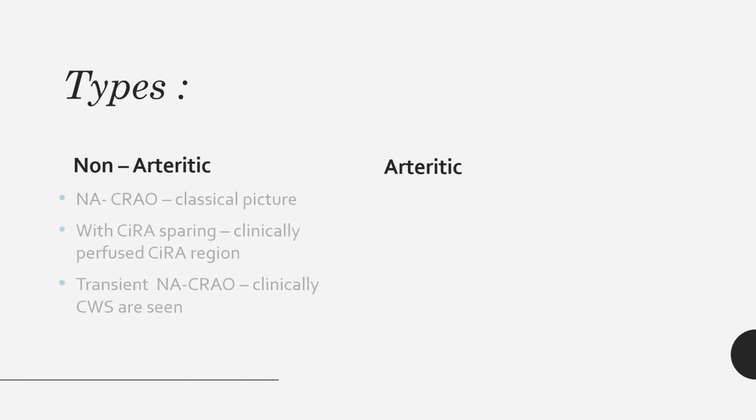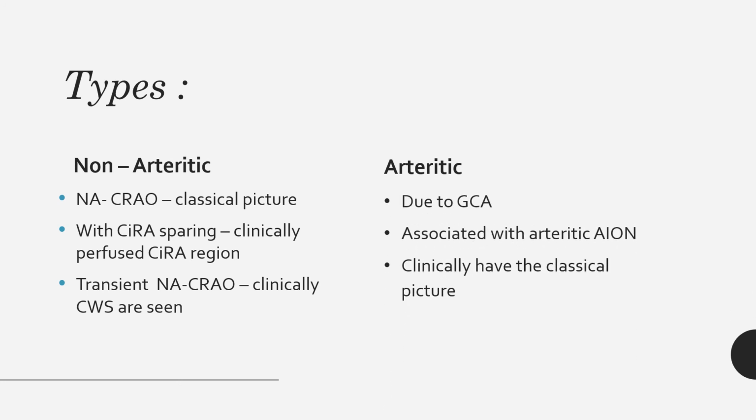CRAO can be of the non-arteritic or the arteritic type. Non-arteritic type can be of the classical variety where the findings of retinal whitening and cherry red spot are seen, or it can be of the cilioretinal artery sparing variety where the cilioretinal artery region is clinically seen to be perfused, or it can be of the transient variety where the occlusion lasts for a short time and clinically cotton wool spots are seen. Arteritic type is usually due to giant cell arteritis and it's associated with arteritic anterior ischemic optic neuropathy and clinically will have the classical picture described previously.